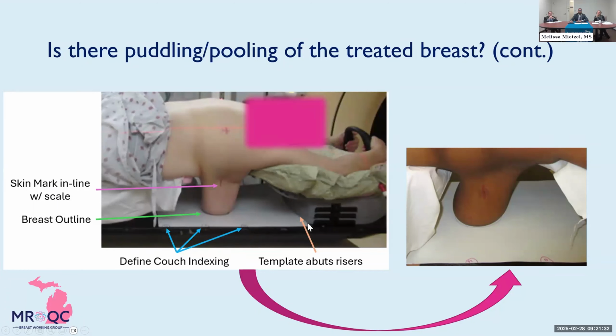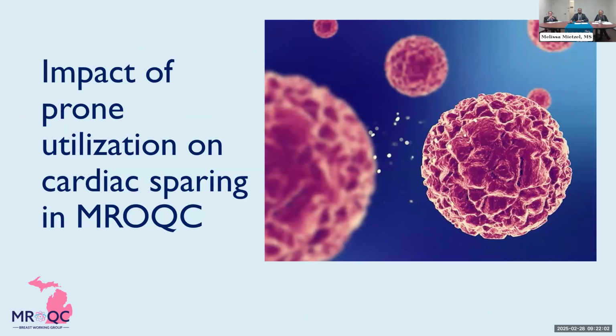And then that template is further abutting the upper risers of the prone setup. Again, this is all in place to increase reproducibility on the day of treatment and every fraction thereafter. So it's additional work, additional steps, additional indexing parameters that need to be properly documented if accurate treatment positioning is to be achieved every single day.